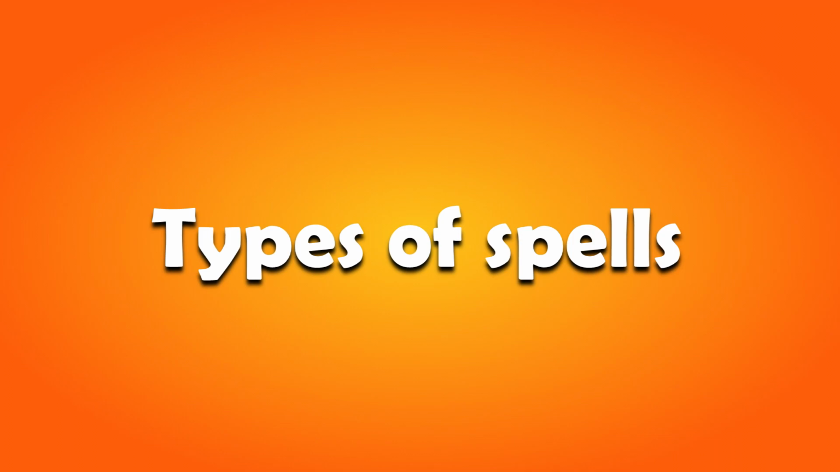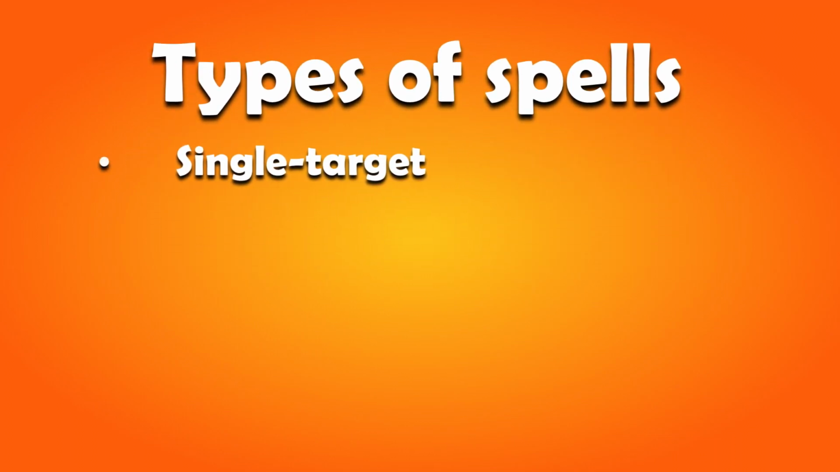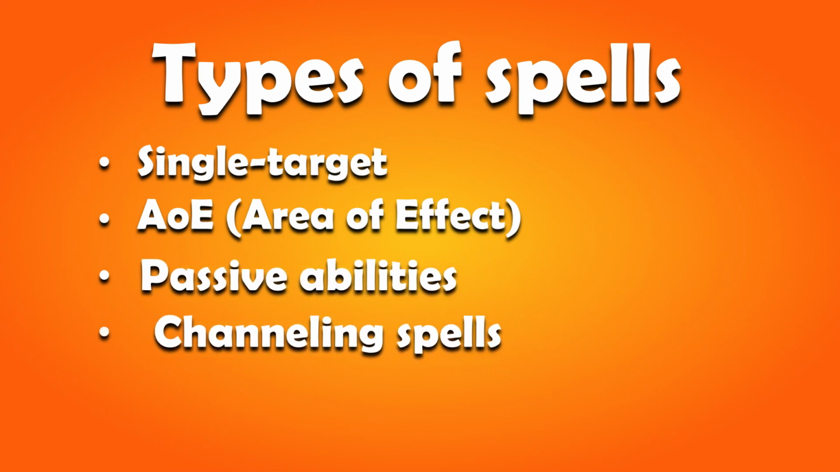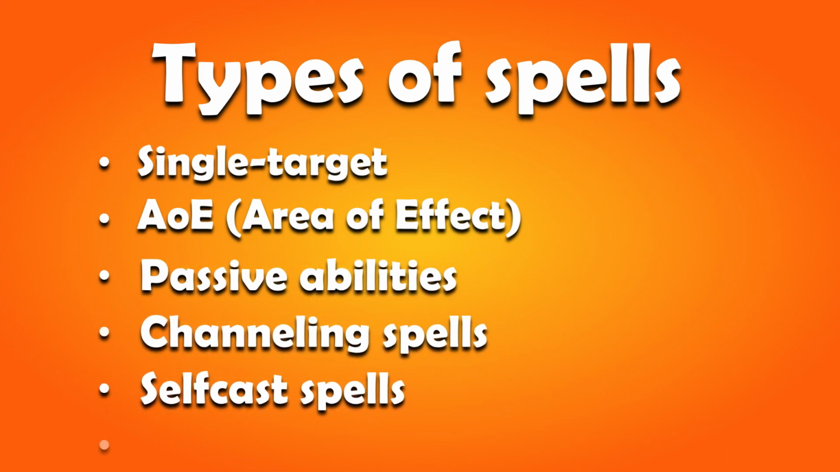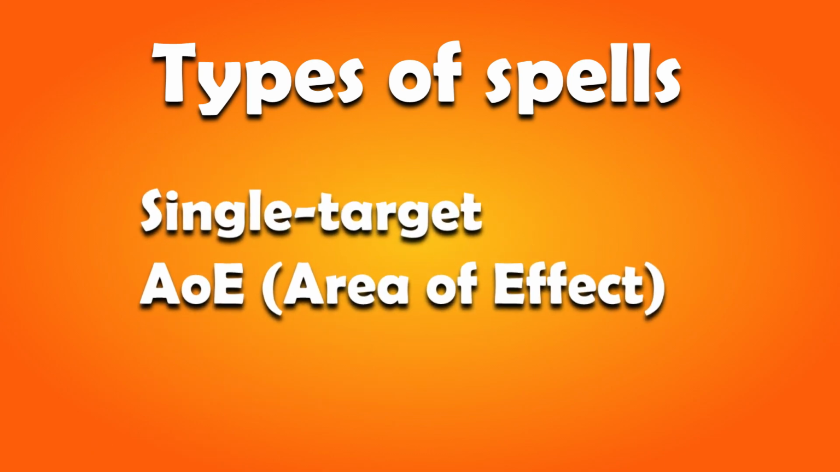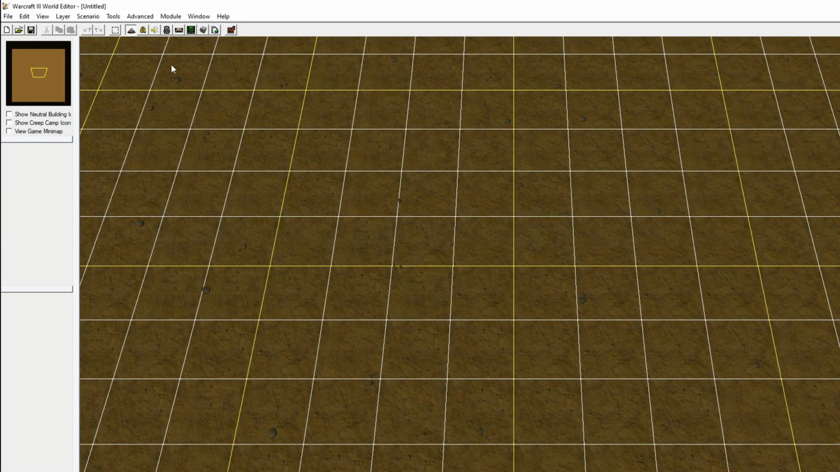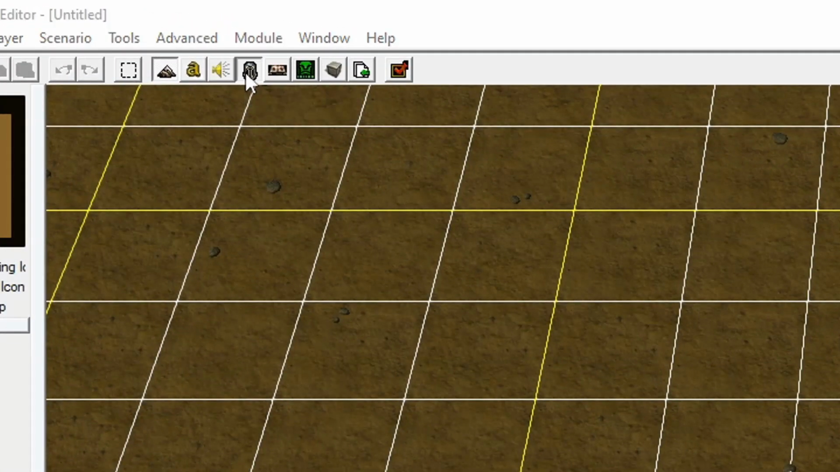There are many types of spells we can make. Single target spells, AoE spells, passive abilities, channeling spells, self-cast spells, and buff spells. In this video, I will only be showing you single target and AoE spells. Let's begin with making an AoE spell, only with the object editor.